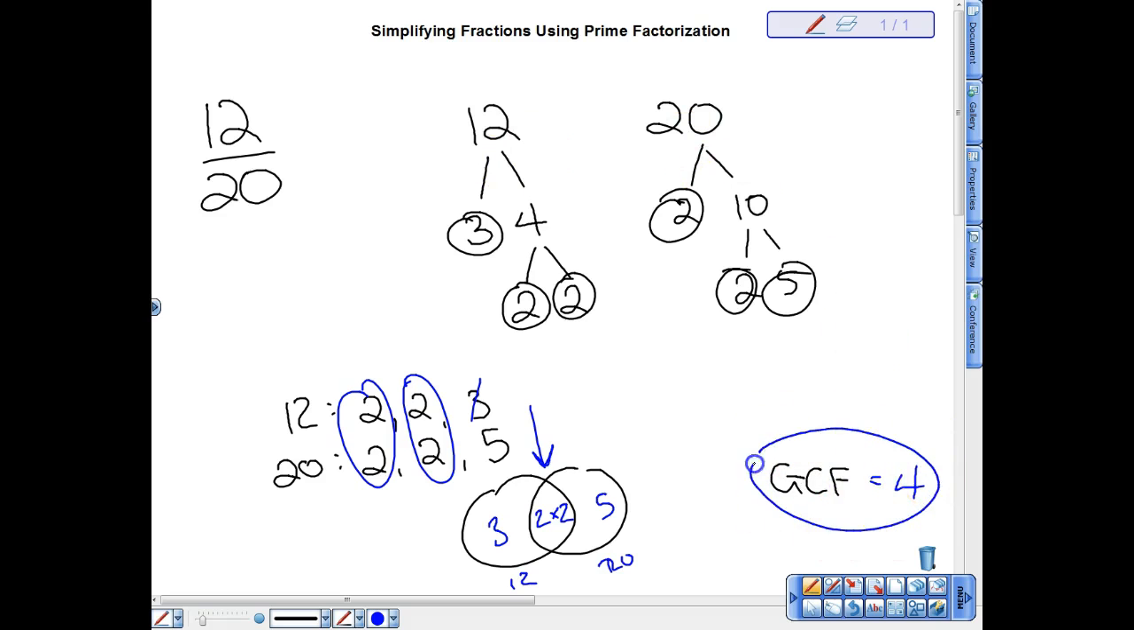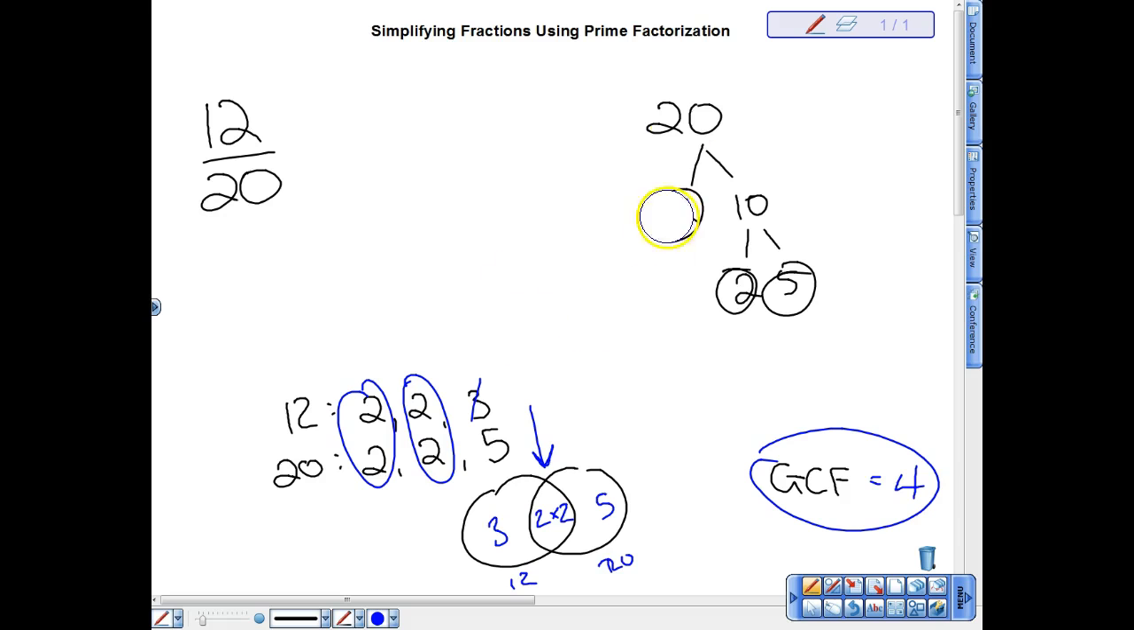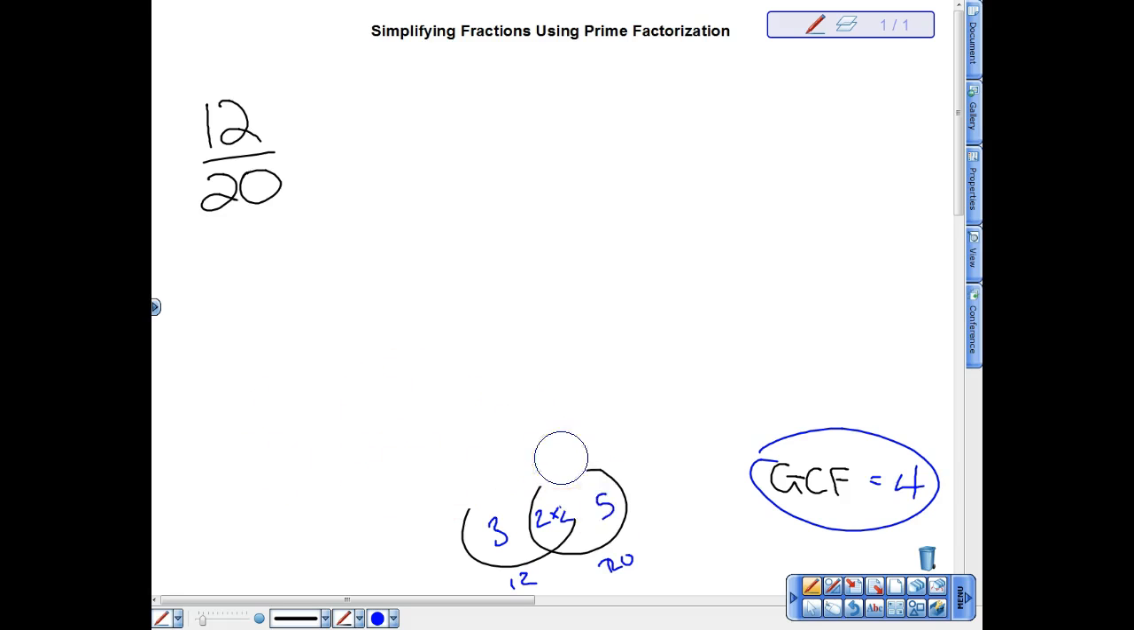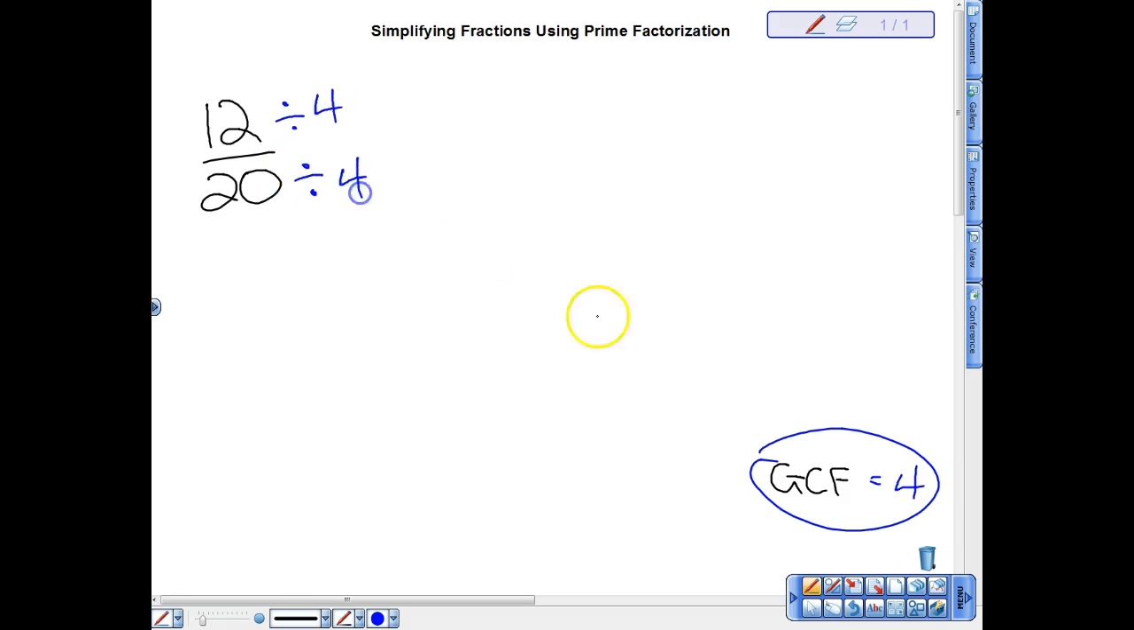Now, you may be saying, okay, that's great, but how's that going to help me simplify a fraction? Well, here's what we can do. Since I know that the greatest common factor, a fancy way of saying the biggest number that can divide evenly into both of those, is 4, I already know that if I divide this fraction by 4, it'll be done. There's no way to simplify it any further.